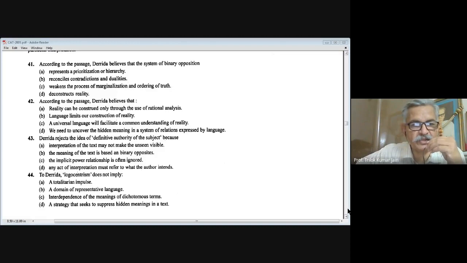Okay. Next, 44th. To Derrida, logocentrism does not imply: a totalitarian impulse, a domain of representative language, interdependence of meanings of dichotomous terms, or a strategy that seeks to suppress hidden meanings in a text. So, which is the best answer?